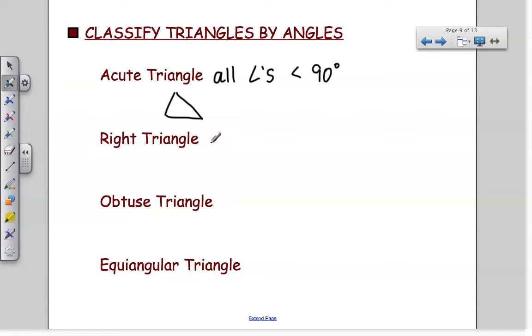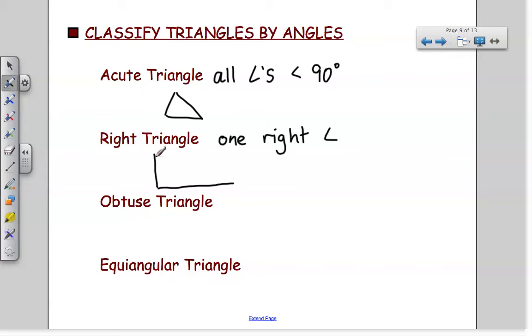A right triangle has to have 1 right angle. By the way, you might notice I'm not being super formal with these definitions. I should say for acute triangle, it is a triangle with all angles being less than 90 degrees, but I think we have the idea. So a right triangle has 1 right angle. You might wonder, why are you saying 1 right angle? Why aren't you saying all right angles, or 2? Could you have 2 right angles?